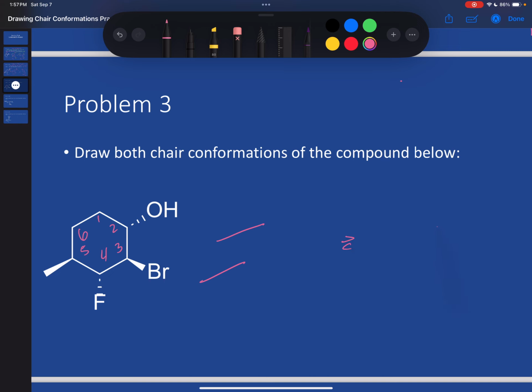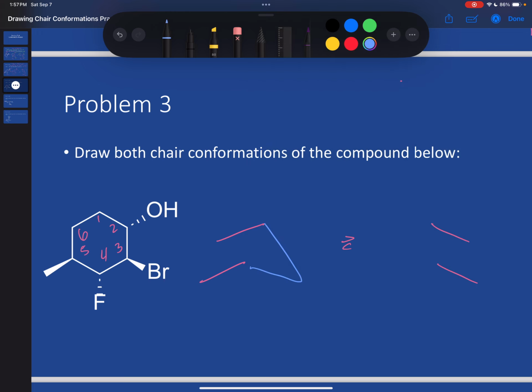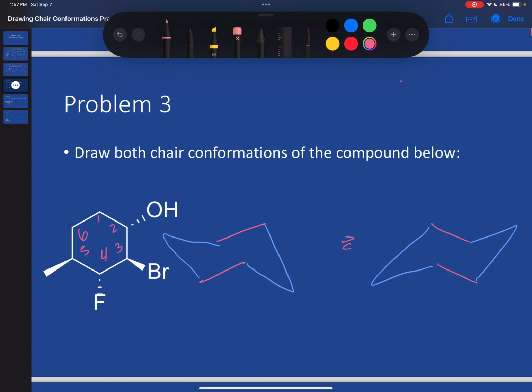And just like before, I'm going to have my parallel lines for my chair, and then I'm going to add the tips. With the numbering, because I always have so many questions about it: if it's confusing you to number arbitrarily, which is what we're doing, then just number the way you would for IUPAC. Just make your life easier and use IUPAC numbering, because again, it doesn't matter. Your answer's not going to change. But for your sanity, do that.